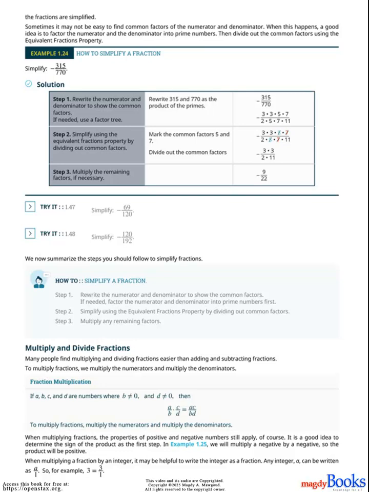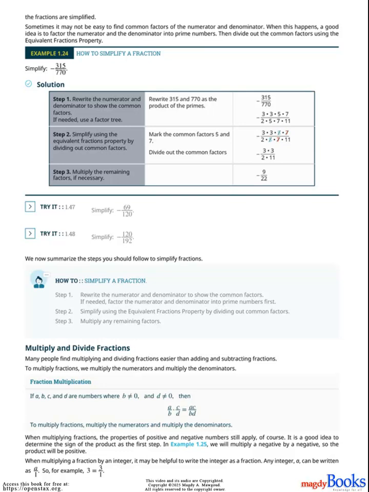When multiplying fractions, the properties of positive and negative numbers still apply, of course. It is a good idea to determine the sign of the product as the first step. In Example 1.25, we will multiply a negative by a negative, so the product will be positive. When multiplying a fraction by an integer, it may be helpful to write the integer as a fraction.